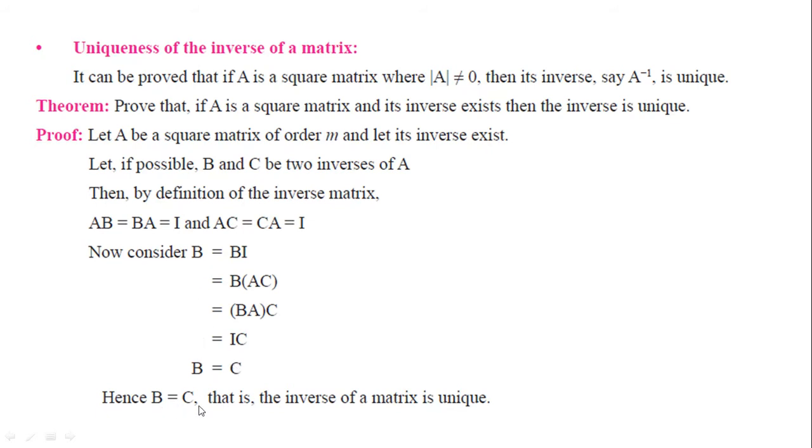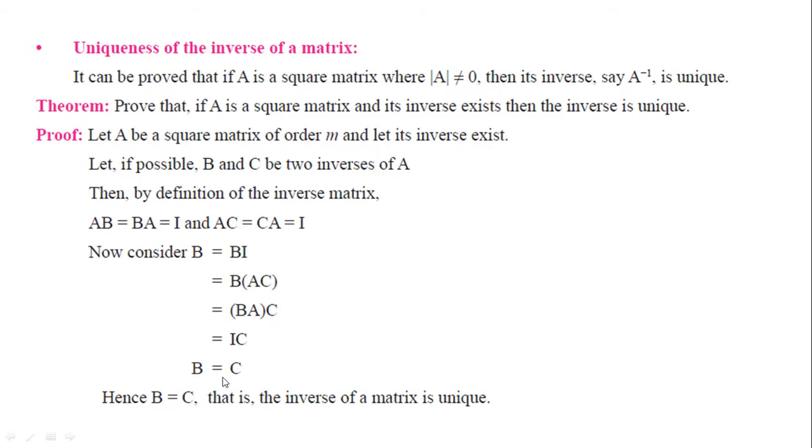So hence, as B is equal to C, we can say that the inverse of a matrix is unique. We considered two inverses of A, but we have proved that B is equal to C. So B and C are the same. So from now on, always remember, if the inverse of a square matrix exists, then it is unique. This is the uniqueness of the inverse of a matrix.